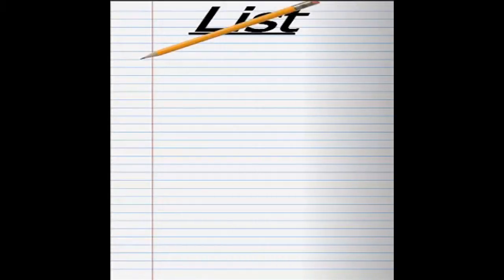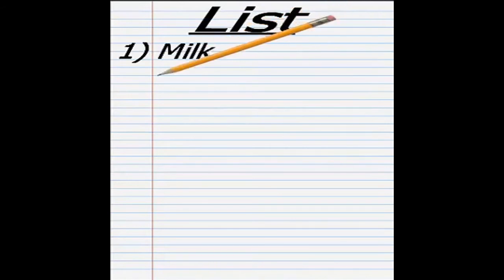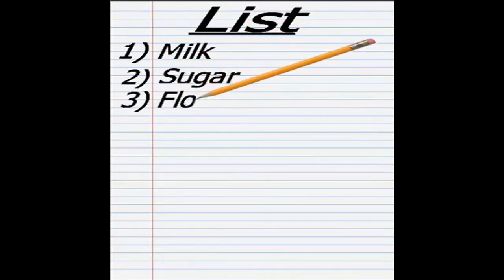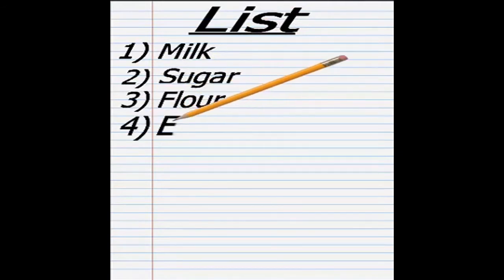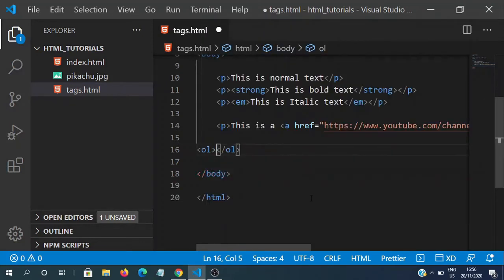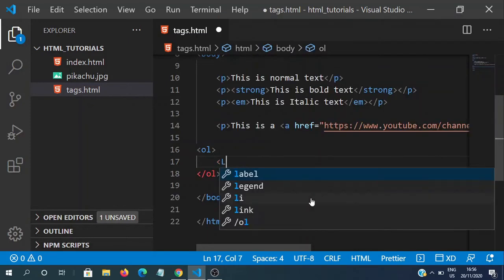Now let's talk about lists. Generally, we use two types of lists, an ordered list and an unordered list. Let's begin with an ordered list. The tag we use for that is the OL tag, and a list takes in list items, for which we use the LI tag.